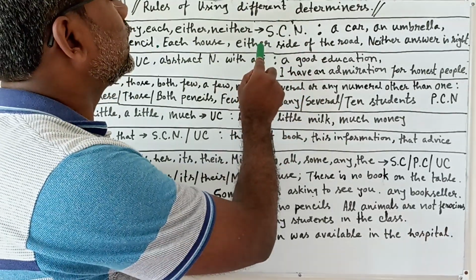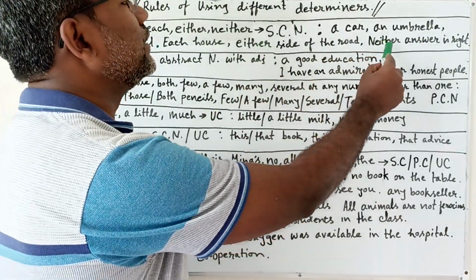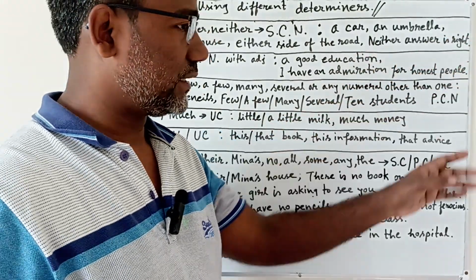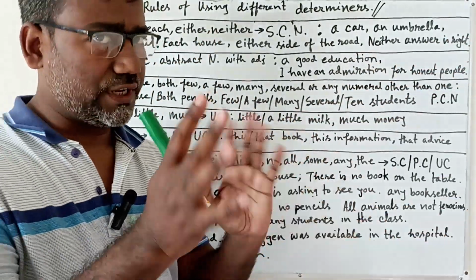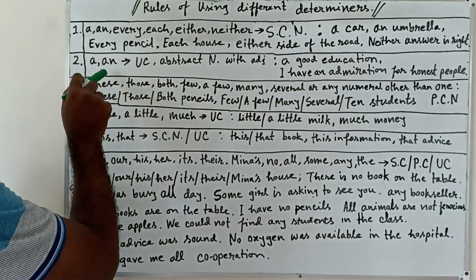Either is positive and neither is negative. Neither answer is right. No answer is right. Let's move on to the next example.